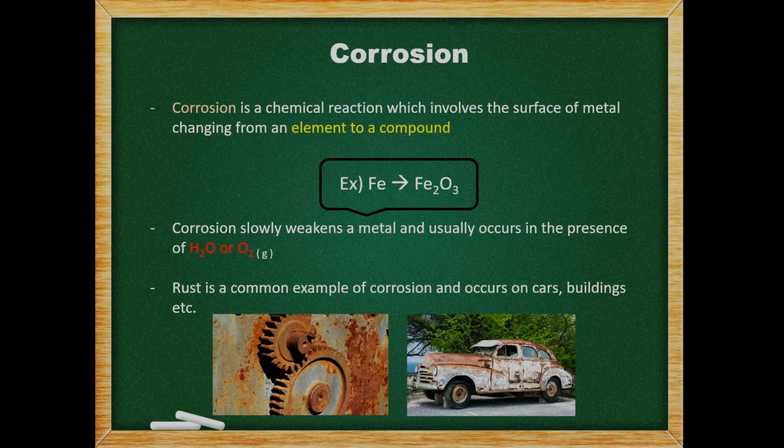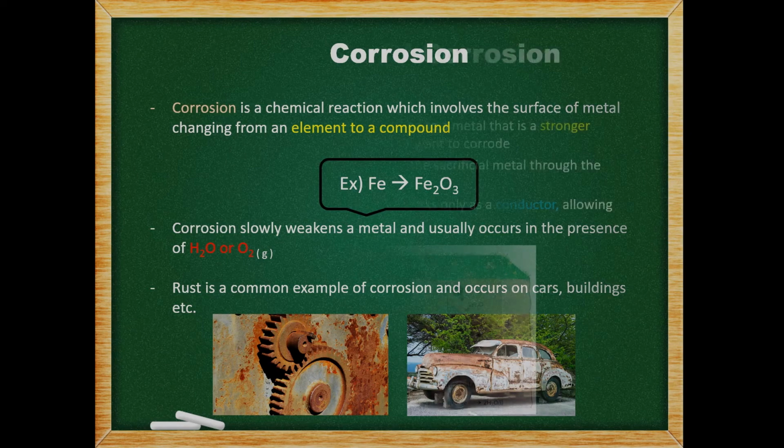Corrosion is a chemical reaction which involves the surface of a metal changing from an element to a compound. For iron, it is when iron metal turns into a compound called iron(III) oxide. Corrosion usually occurs in the presence of water or oxygen gas. Corrosion occurs slowly, and it can also weaken the metal. A common example of corrosion is rust.